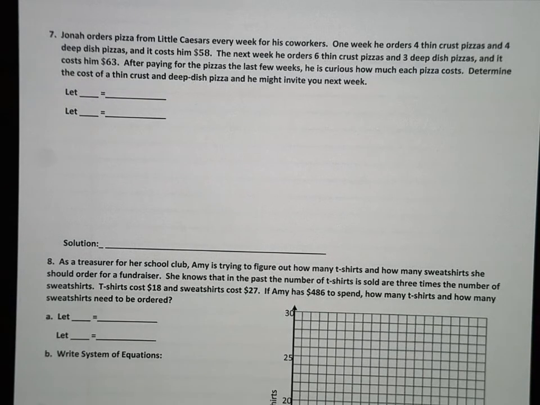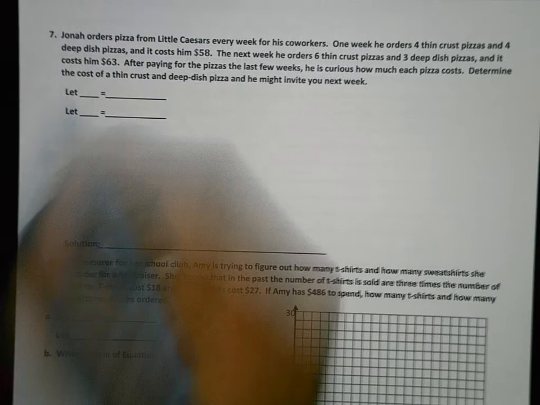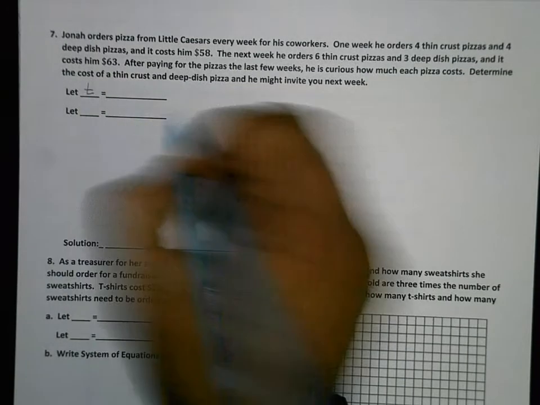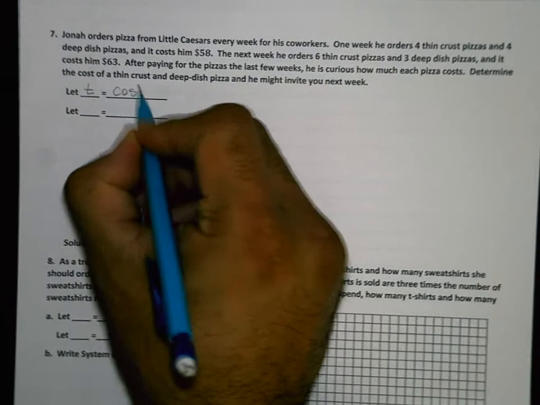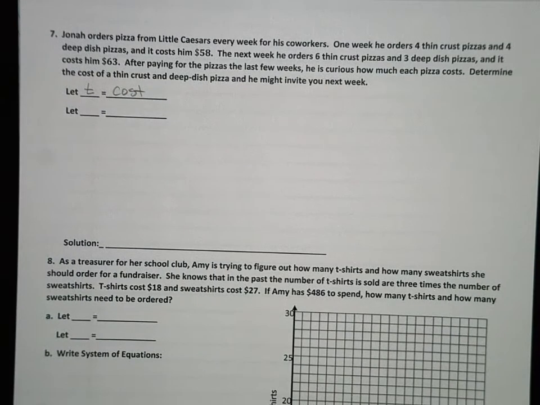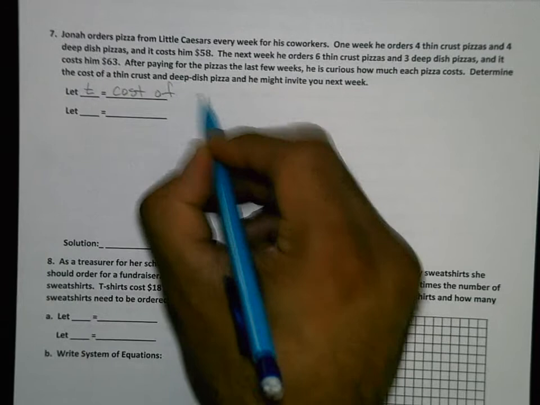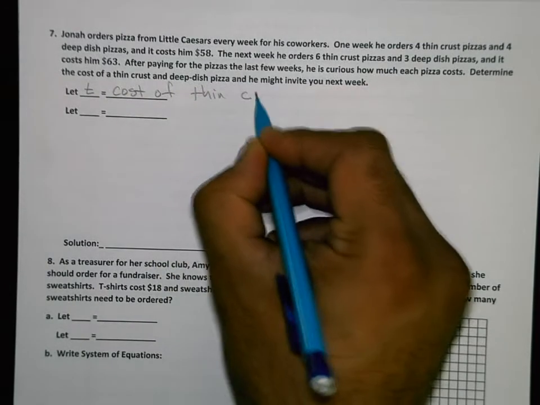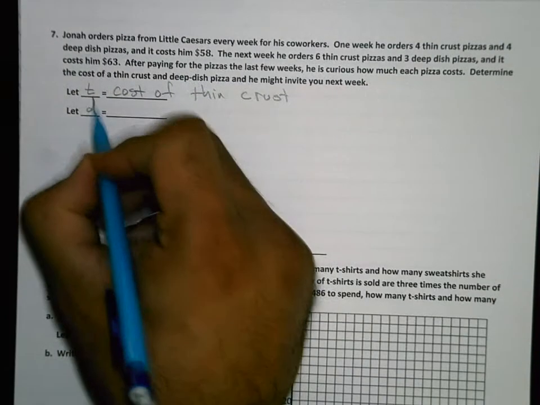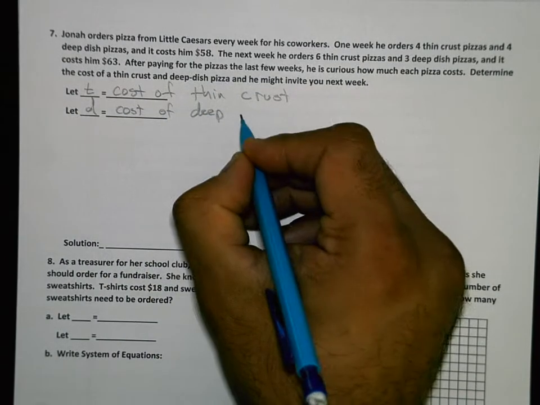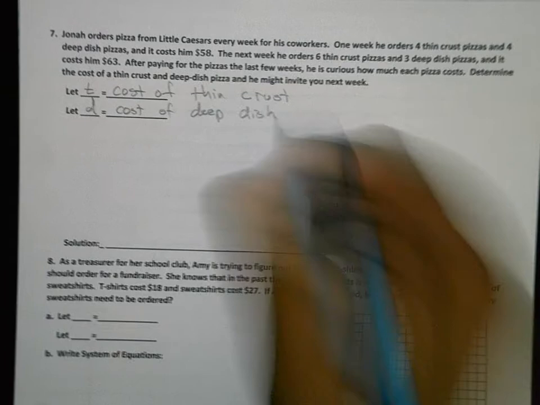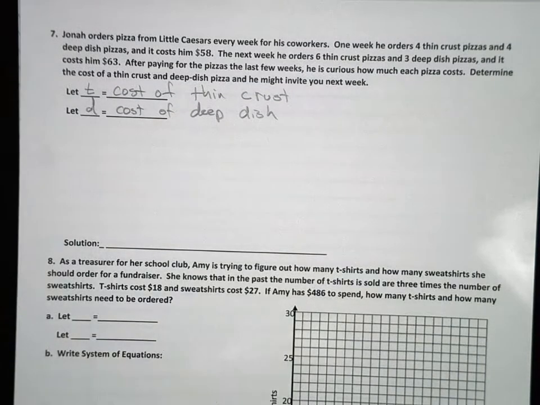Alright, so let's start defining some letters here, some variables. So we've got thin crust and deep crust. So I'm going to let T equal the cost of a thin crust, and I'm going to let D equal the cost of a deep dish. Okay. So I'm going to set up my 2 equations here.